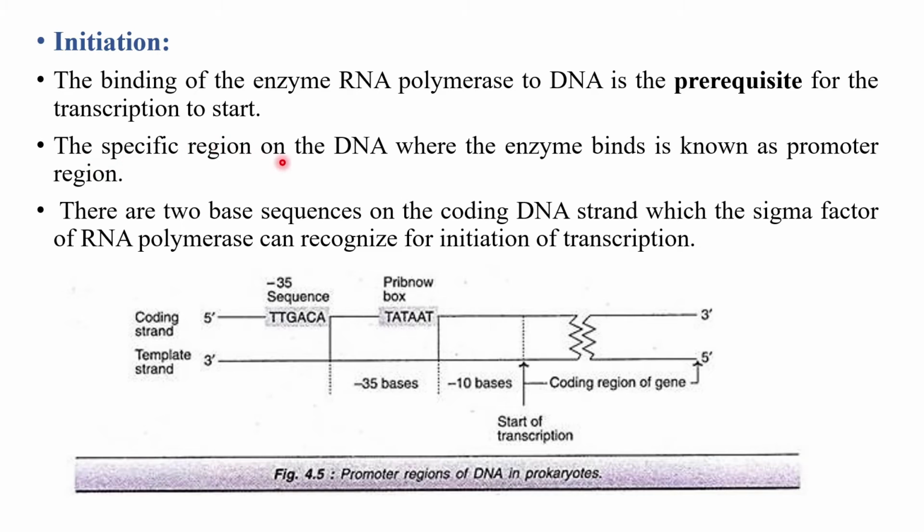The specific region on the DNA where the enzyme binds is known as the promoter region. There are two base sequences on the coding DNA strand which the sigma factor of RNA polymerase can recognize for initiation of transcription. These two base sequences form the promoter region, where the RNA polymerase can recognize for initiation of transcription.